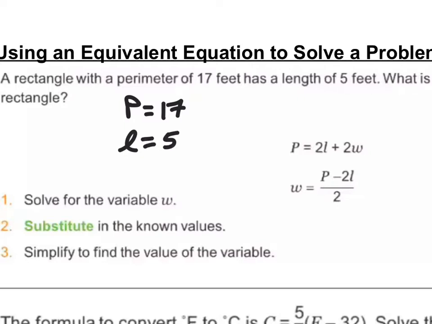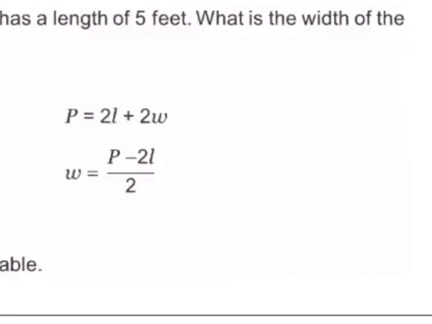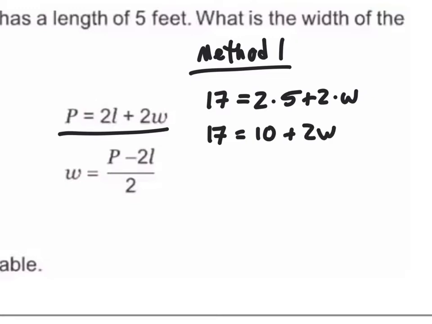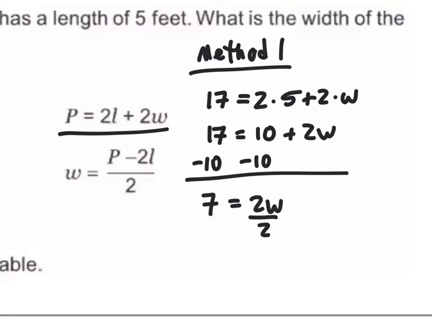Okay, and so what I'm going to do is method 1, where I use this formula here. I'm going to substitute in 17 for my perimeter, and that's equal to 2 times 5 plus 2 times w, okay? So 17 is equal to 10 plus 2w, and then I'm going to subtract 10 on both sides, and we get that 7 is equal to 2w. Okay, divide by 2, and we get that w is equal to 7 halves.